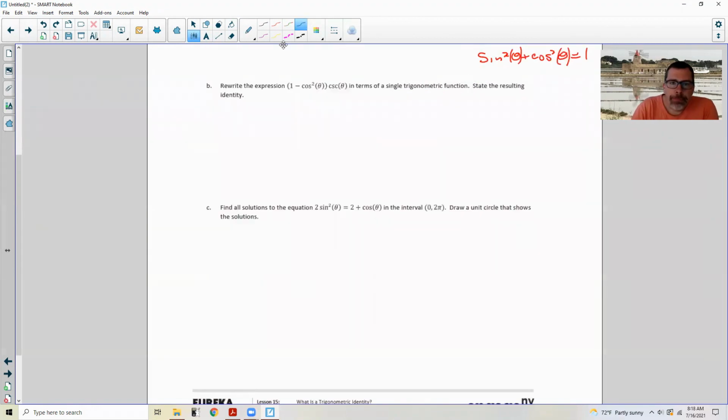Okay, part B. Rewrite this expression in terms of a single trig function. State the resulting identity. So we have 1 minus cosine squared theta. That's a part of the identity. So how do I get that out of this? Well, 1 minus cos squared, cos squared has got to be over here. So that would be by subtracting cosine squared theta from both sides. So I would get sine squared theta equals 1 minus cosine squared theta.